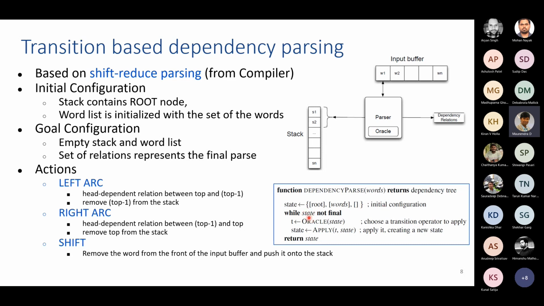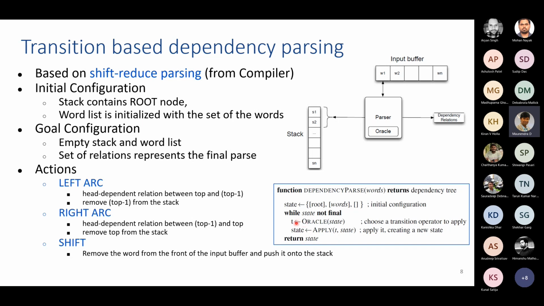And while the state is not final, we call the oracle on the state. Let us call this parser an oracle. It will take the state as input, return the action, and apply the action on the state. That may mean modifying the stack, and we may or may not take something from the input buffer. If some edges are created, these edges will be added to the dependency relations. So it will operate the action on this entire state.